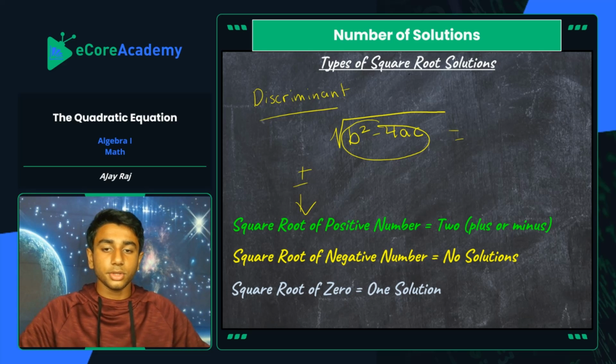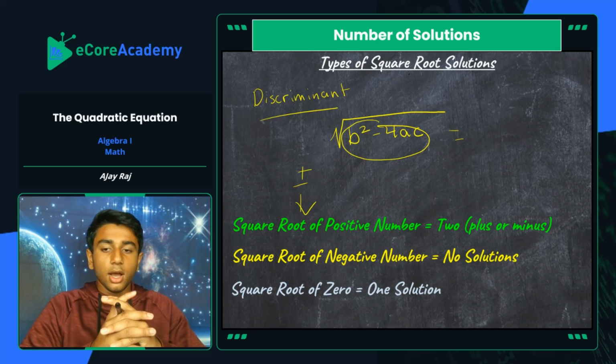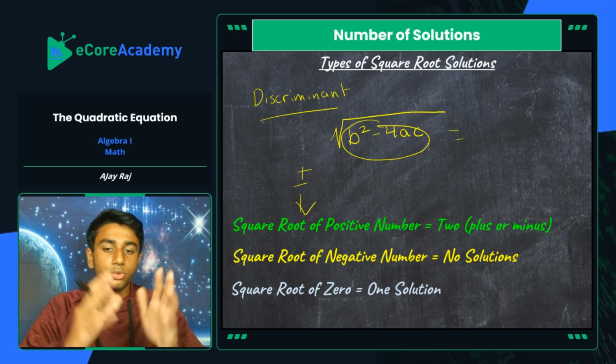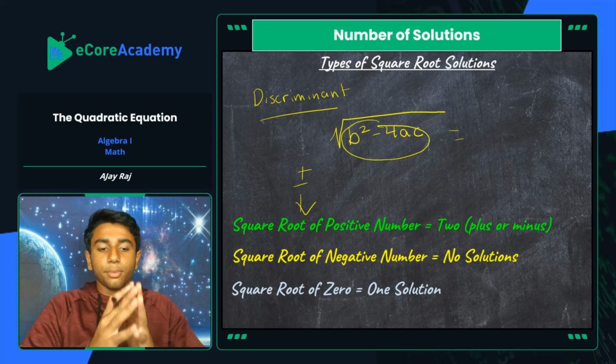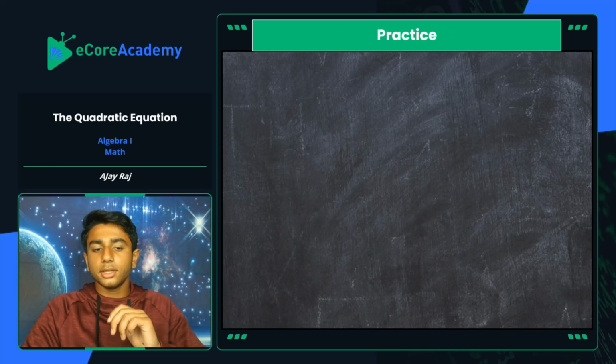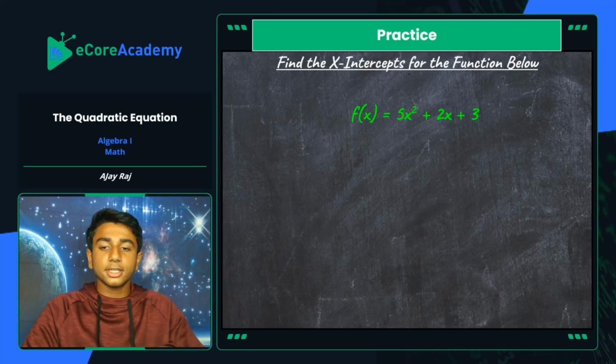All right, so the discriminant, this specific part, if it asks you how many solutions, you don't have to go all the way through to calculate it. You just figure out what b squared minus 4ac is from your equation, and then you'll be able to find out how many solutions it has. All right, so now let's take a look at some simple practice. Let's find the x-intercepts for the function below. The function is f of x equals 5x squared plus 2x plus 3.